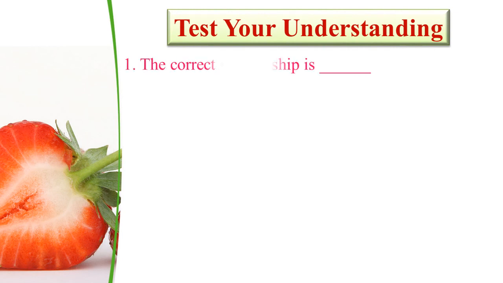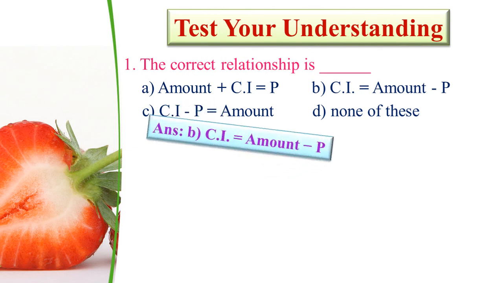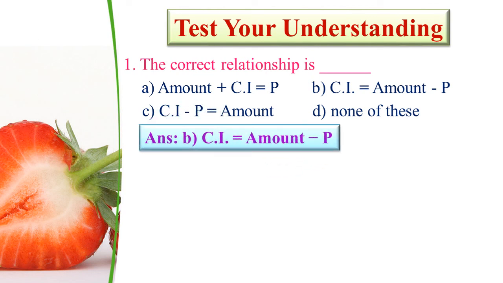Children, it is your time to test your understanding. First question, the correct relationship is dash. Option A, amount plus compound interest is equal to principal. Option B, compound interest is equal to amount minus principal. Option C, compound interest minus principal equal amount. Option D, none of this. Which is correct answer? Yes, very good. Your answer is correct. Option B, compound interest is equal to amount minus principal.